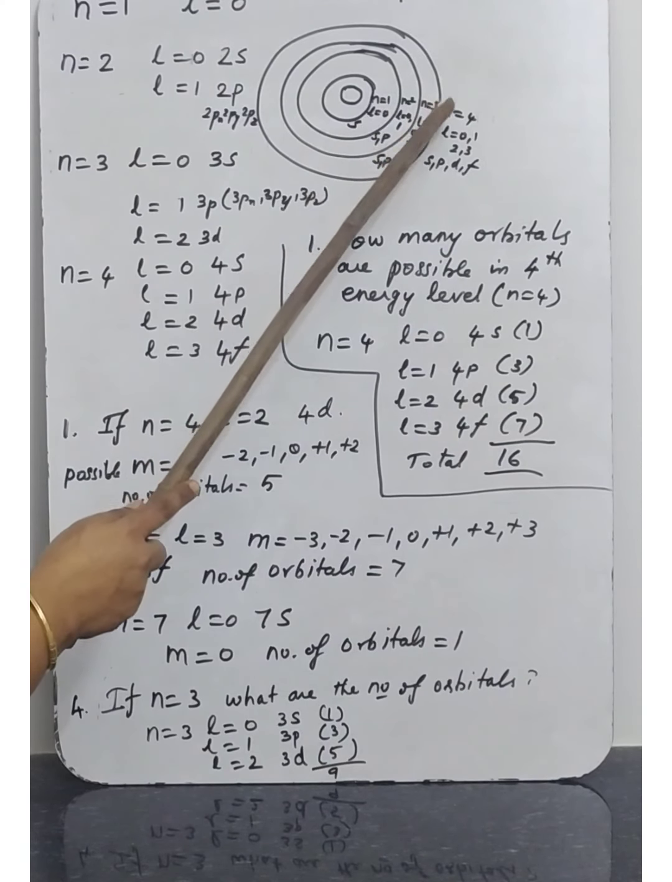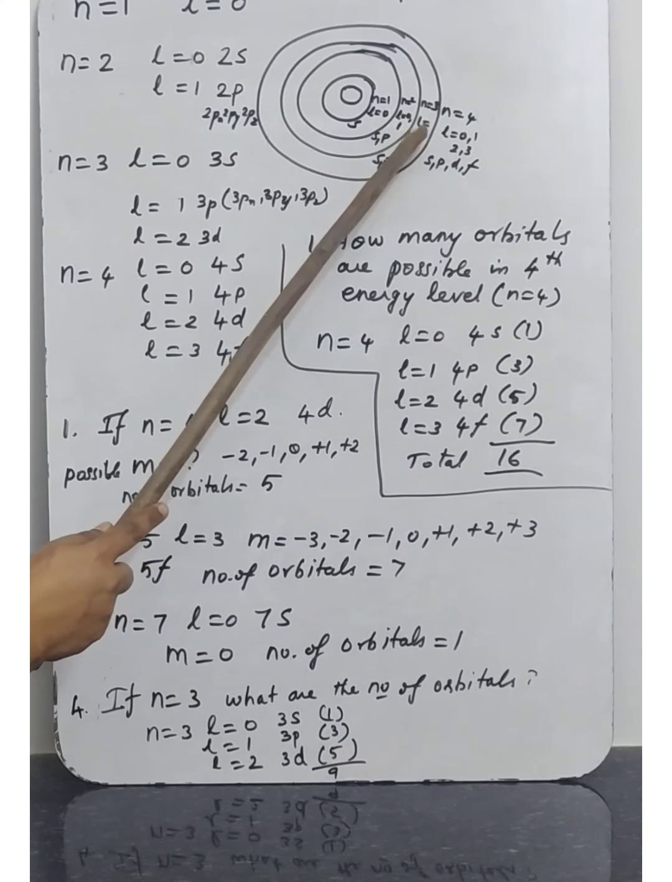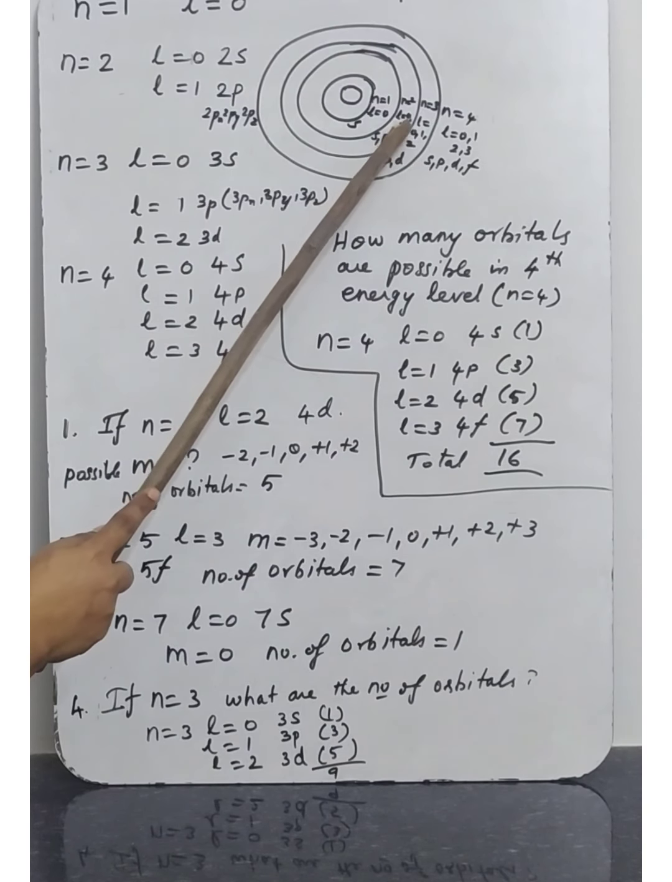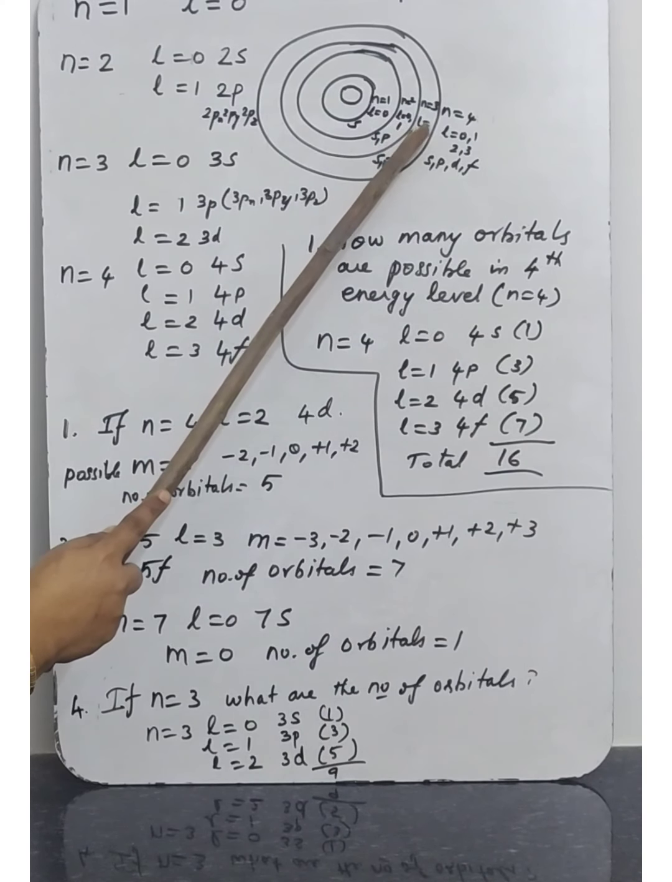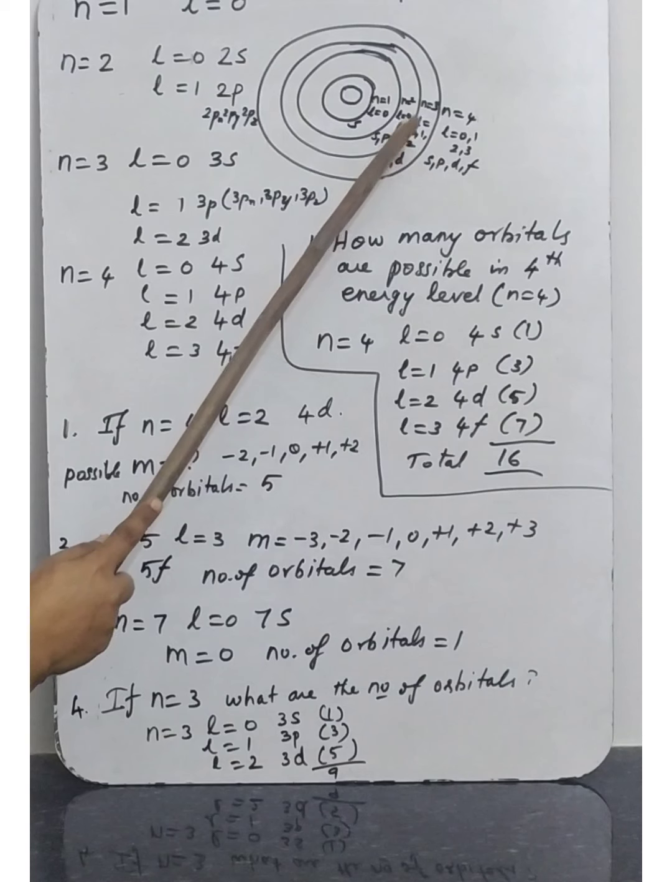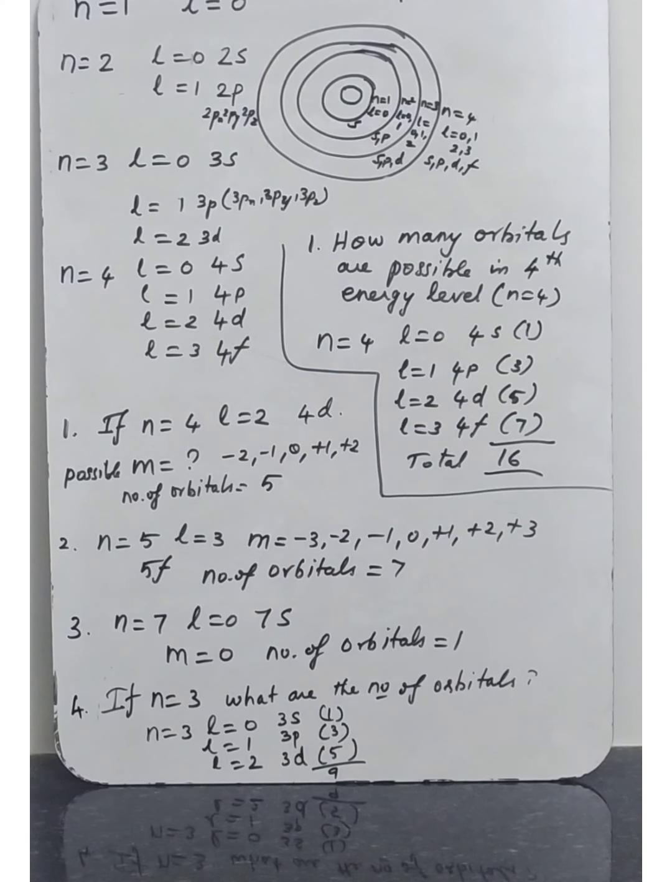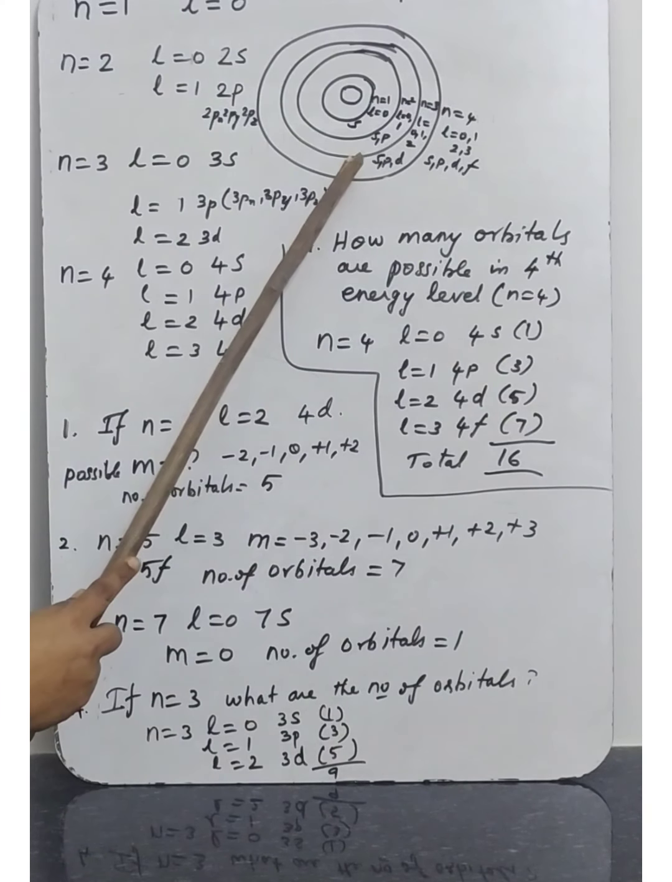If n is equal to 3, l values are 0, 1, 2. If l equals 0, s orbital. If l is equal to 1, p orbital. If l is equal to 2, d orbital. Understand? So the s orbital is there.